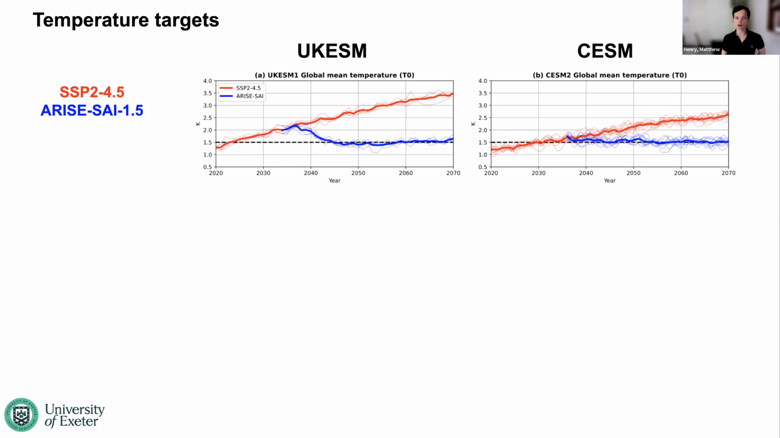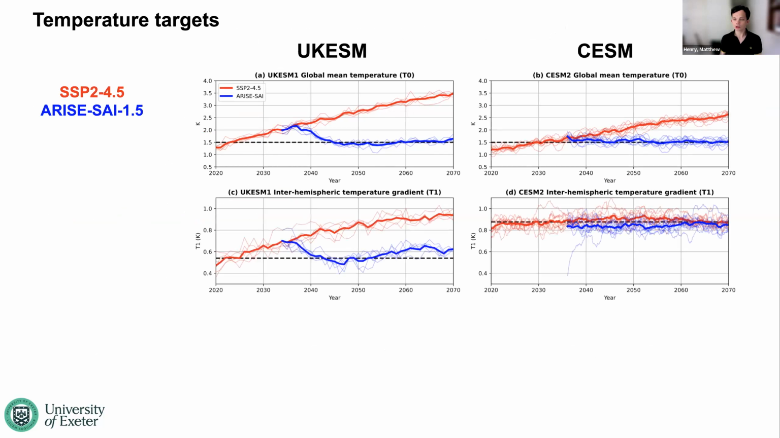So first off, looking at the global mean temperature. On the left, we have UKESM, on the right, CESM. And the red is the background scenario, so SSP 245. And then in blue is the geoengineered climate, where we inject aerosols in the stratosphere to maintain temperature at 1.5 degrees above pre-industrial. So the target is shown here in the dashed lines. So both models achieve the required target.